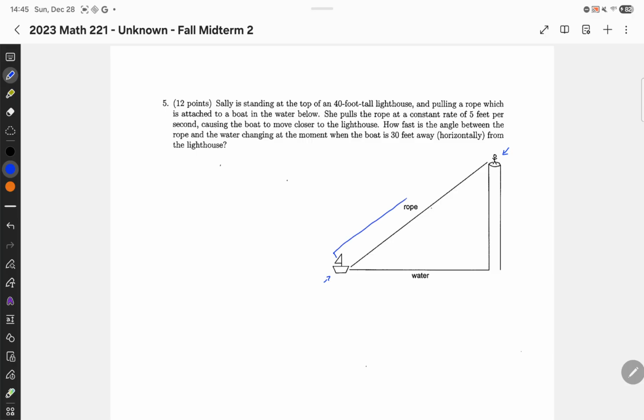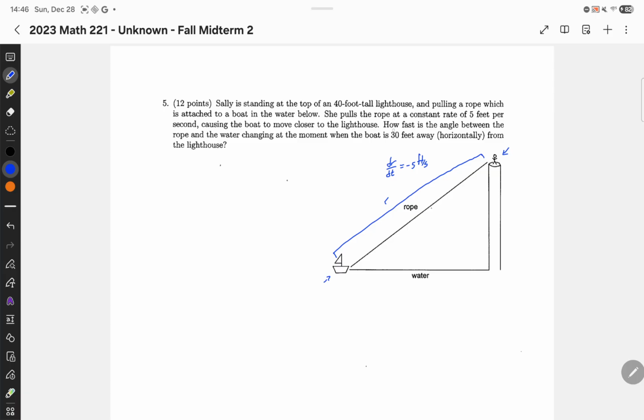Let's call this distance of the rope R, and we know that she is pulling at a rate of 5 feet per second. So the change in R with respect to time is going to be minus 5 feet per second, right? Because she is shrinking R as time goes on. This rope is going to get shorter as she pulls it behind her.